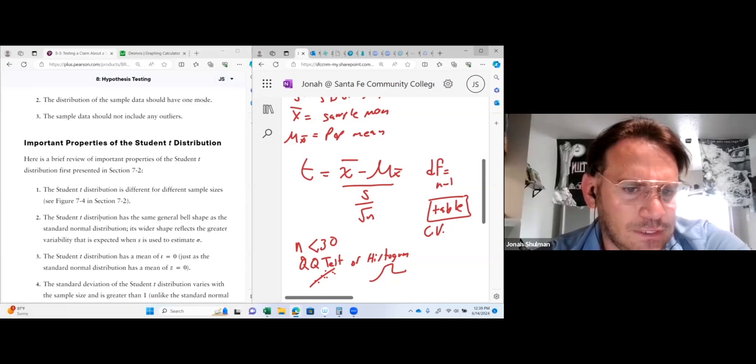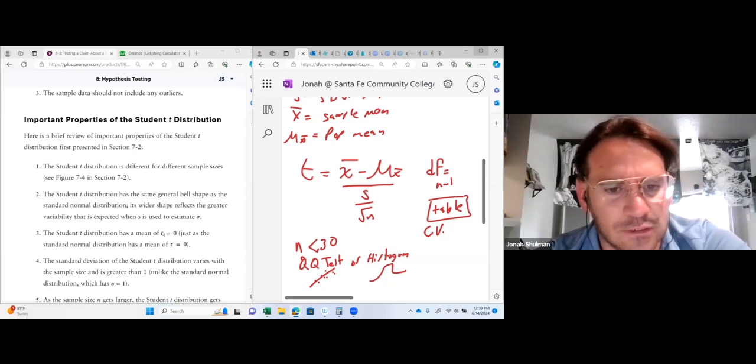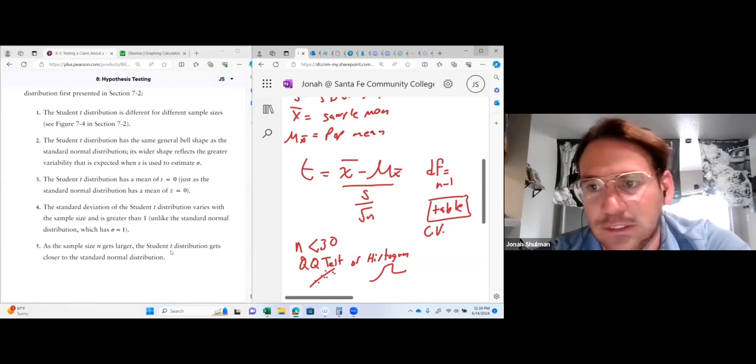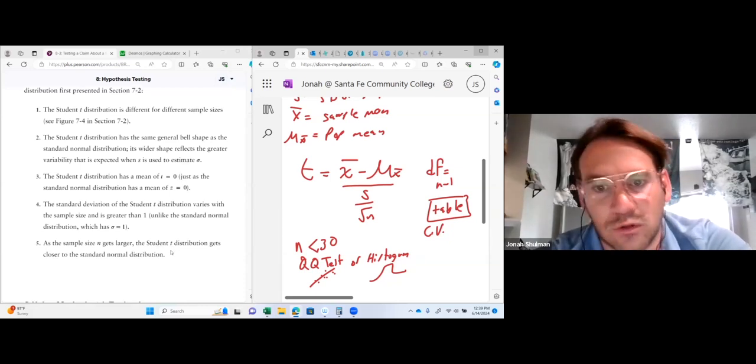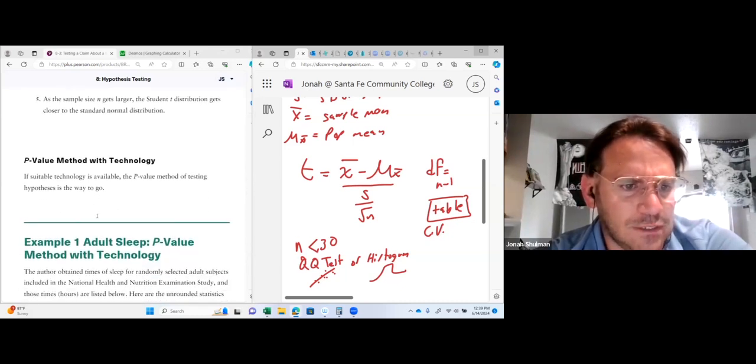The t-distribution is different for different sample sizes. The mean is t equals 0, but now the standard deviation is not 1. That's the difference. As the n gets larger, the t gets closer to the normal distribution. So the bigger n is, the closer this is to a z. If suitable technology is available, use the p-value method of testing hypotheses.